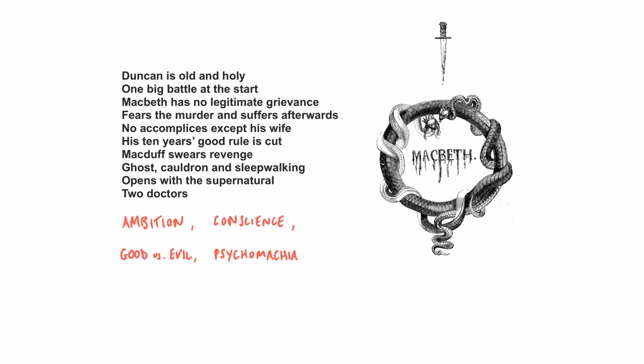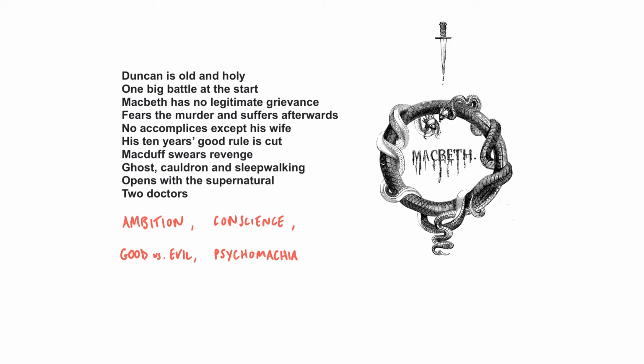So this is a character who is in conflict with not only his king and his wife and his friend and co-captain Banquo, but also with himself. There's also Macduff to think about too, and we'll come to him later. There are no accomplices except his wife, which again darkens Macbeth.